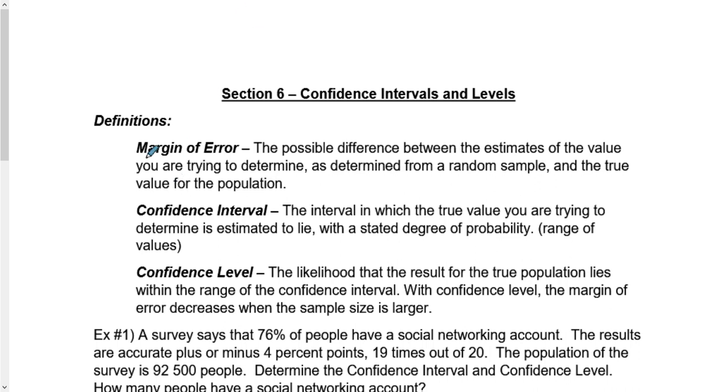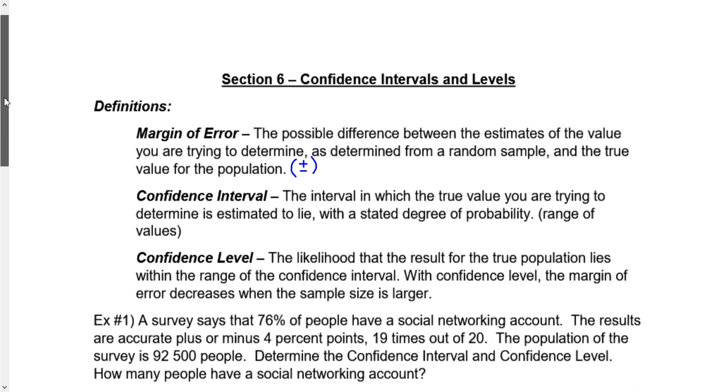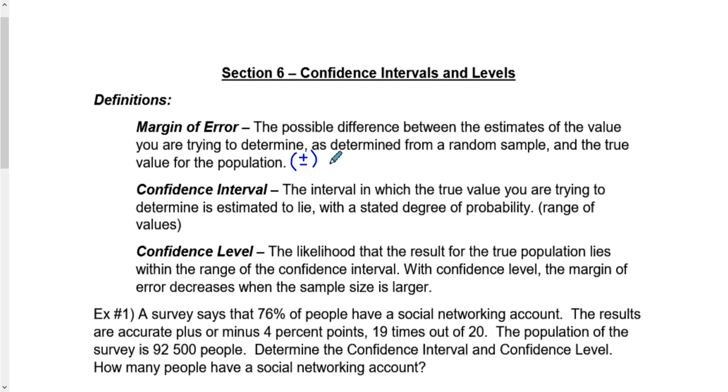First definition is margin of error. Margin of error is the possible difference between the estimate of a value we're trying to determine, as determined from a random sample, and the true value for the population. Margin of error is typically measured in a plus or minus. So it could be up to a certain value or minus a certain value, and we'll see what that means in the next question. This is a symbol for just saying, okay, it could be adding it or it could be subtracting it.